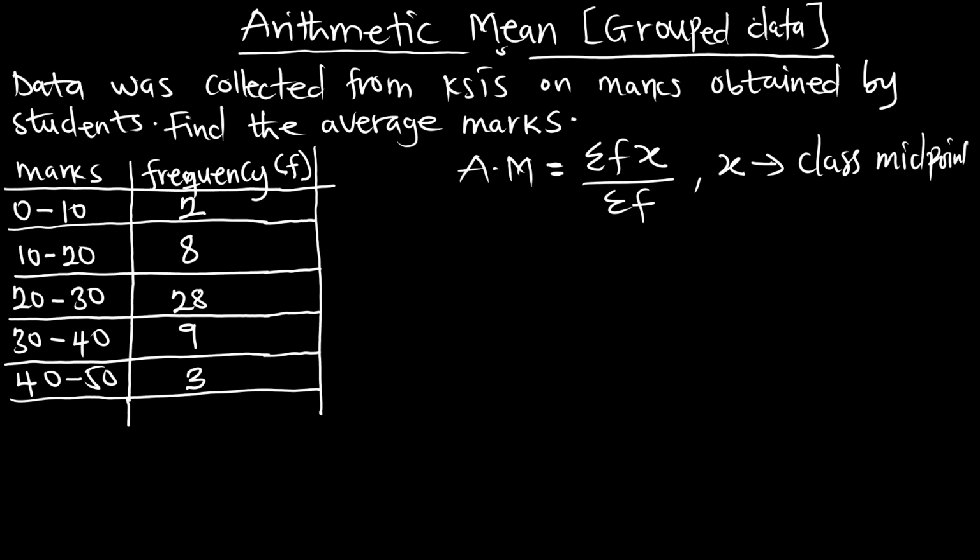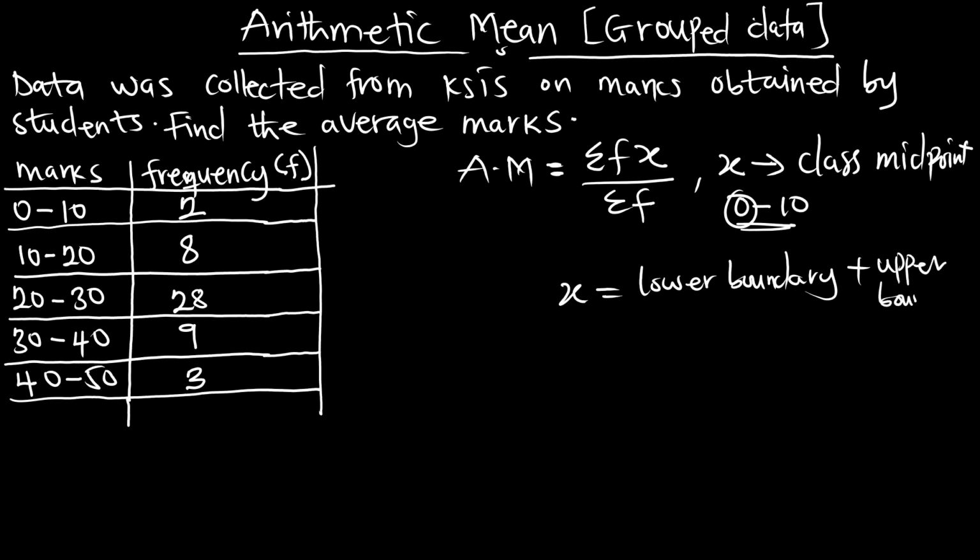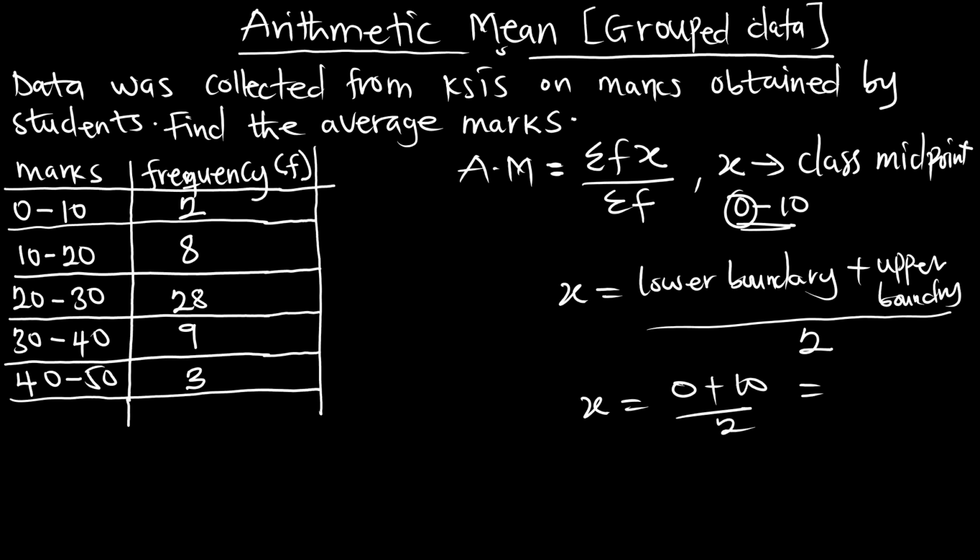So for any class that you are given, when we talk about 0 to 10, this is a class, and the midpoint will represent the x, where the midpoint x is calculated as the lower boundary, which is the 0, plus the upper boundary, and everything is going to be divided by 2. So in this case, our x is going to be 0 plus 10 on 2. That is going to be 10 on 2, so 5.